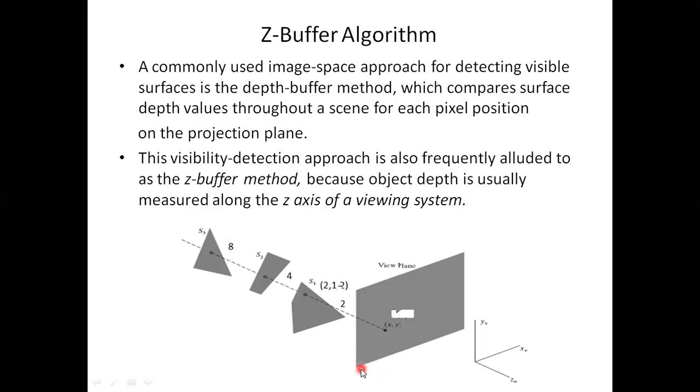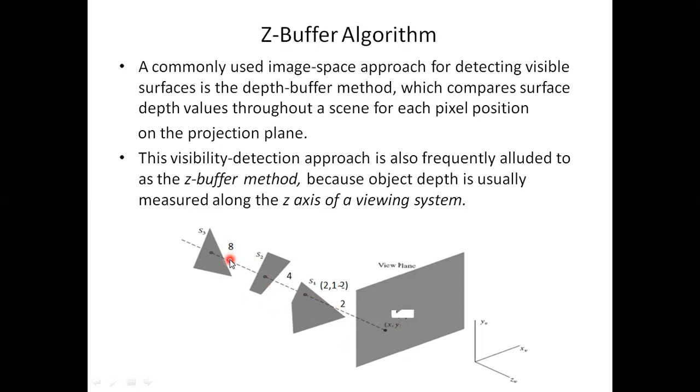That means it is the distance from the projection plane to my object. This is the distance from the projection plane to the first object. What is the distance? 2 units. So the Z value is 2 for this object. Now what is the distance from the projection plane to the second object? It is 4 units. On the same lines, what is the value of Z for the third object? It is the distance from the projection plane to that object, that is 8.